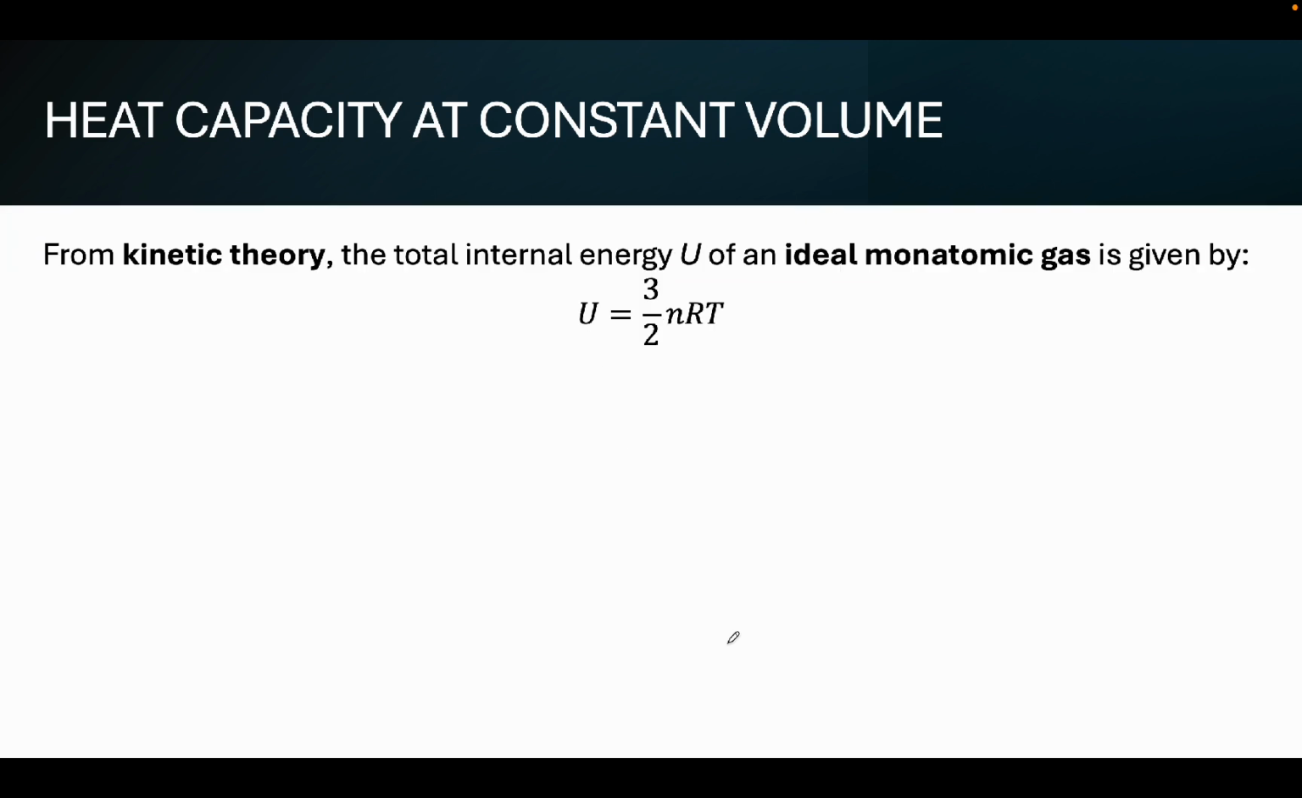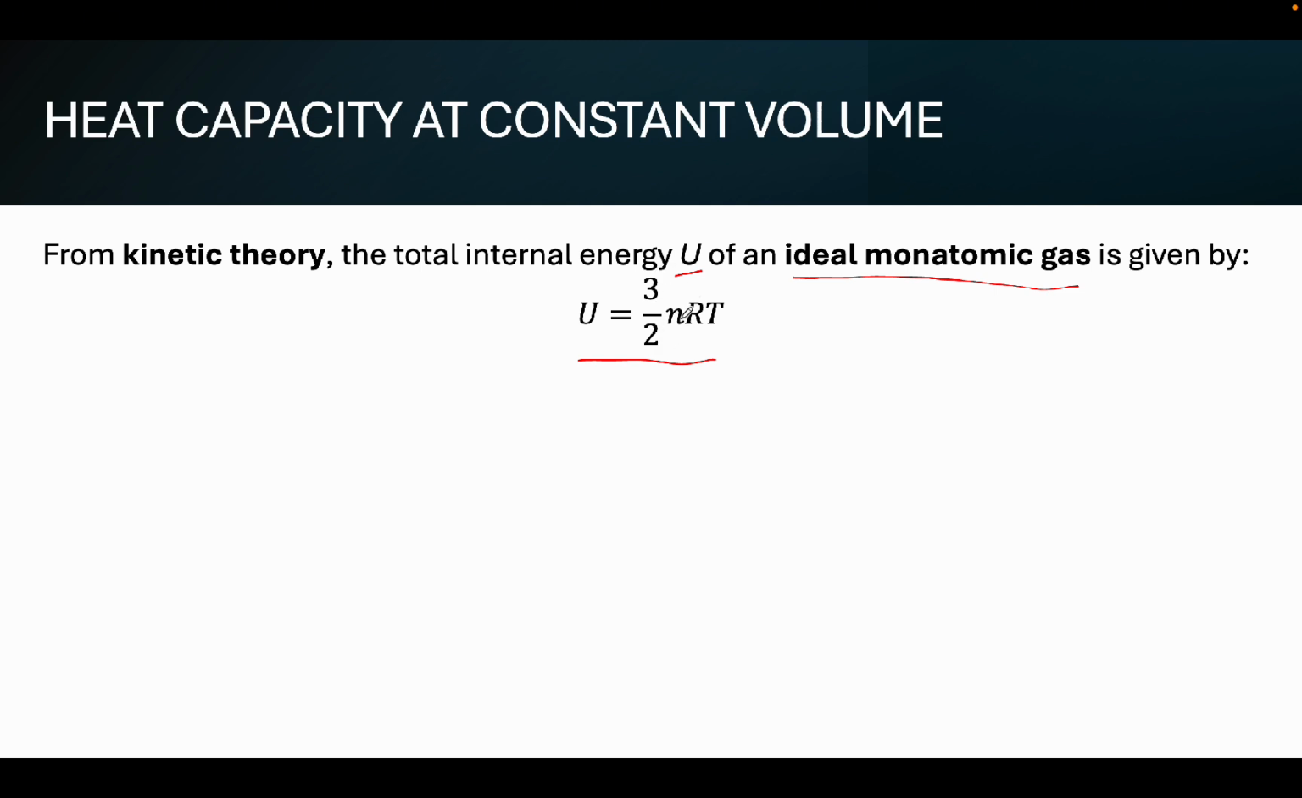Now, from the kinetic theory of gases, the total internal energy, or U, of an ideal monoatomic gas is given by this equation. U is equal to 3 over 2 nRT. So again, n is the number of moles of the gas. R is the universal gas constant, which is equal to 8.314 joules per mole times Kelvin, and T is the temperature in terms of Kelvin.